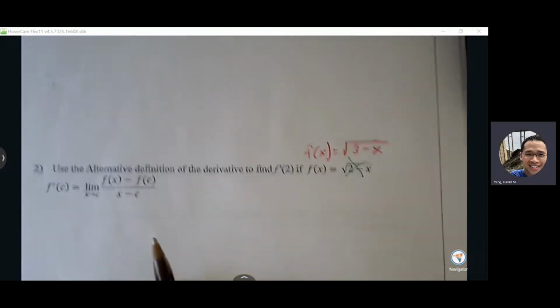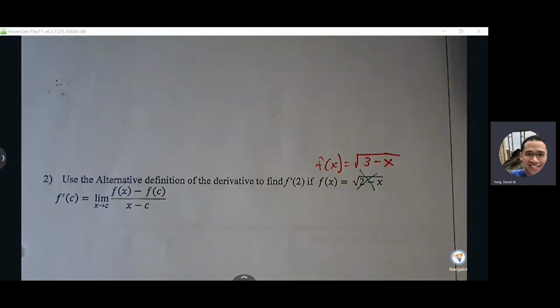And before I forget, for number 2, if you guys can make that adjustment, find f prime of 2, f of x is square root of 3 minus x. The 2 minus x is not going to work. It's not at a point that is favorable for finding slope. So before I forget, you guys can make that change.